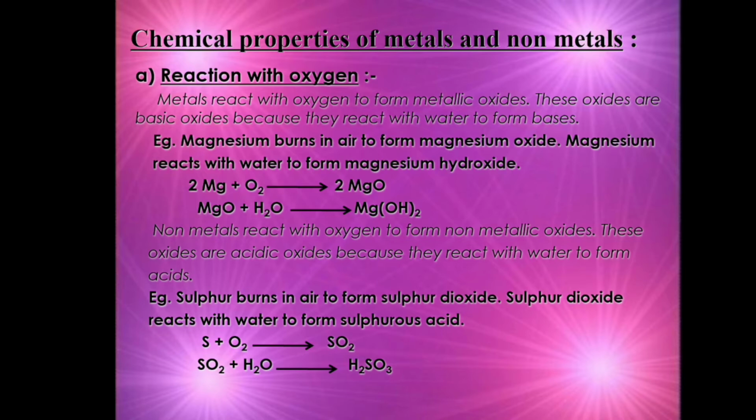Here, metals react with oxygen to form metallic oxides. These oxides are basic oxides because they react with water to form bases. Example, magnesium burns in air to form magnesium oxide. Magnesium oxide reacts with water to form magnesium hydroxide.